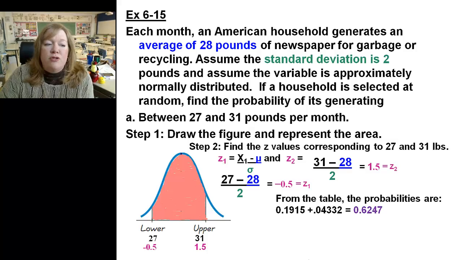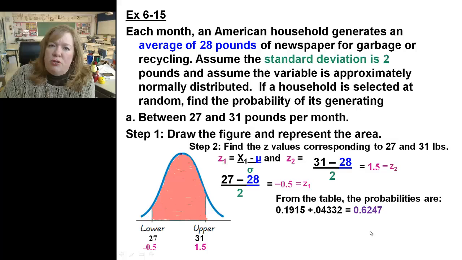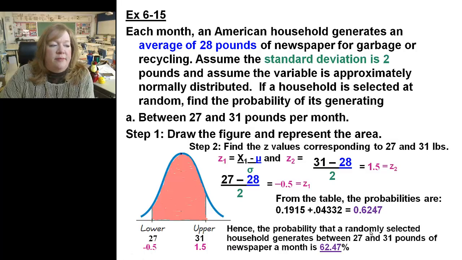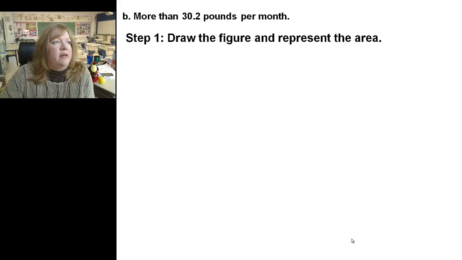So when you add those two together, you would get 0.6247. That's 62.47%. So the probability that a randomly selected household generates between 27 and 31 pounds of newspaper per month is 62.47%. So you can see how important this whole chapter is to statistics.